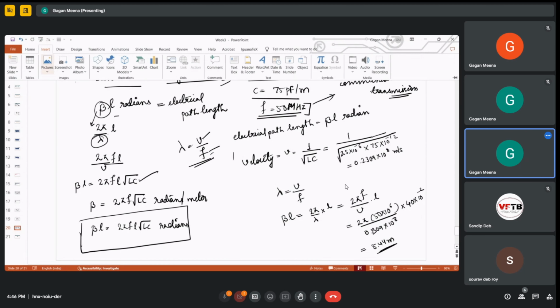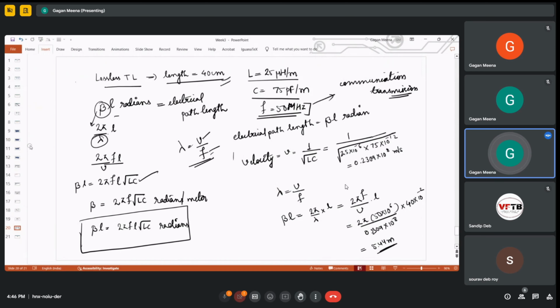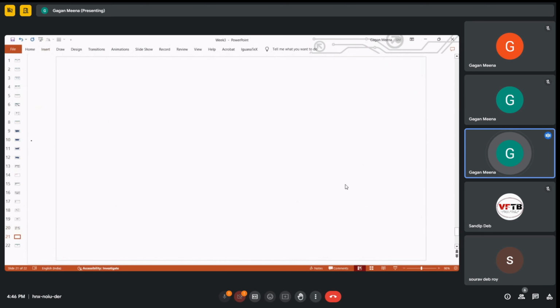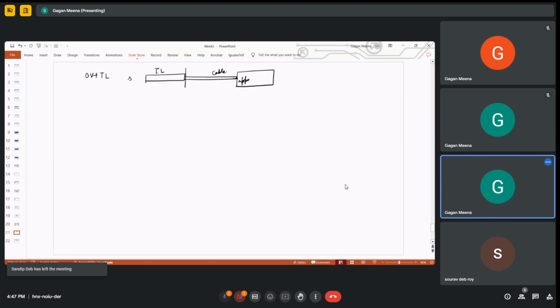Okay, now let me add one more slide. Yes. So we'll see one more question. The next question is, there is one overhead transmission line. It is connected to a terminal apparatus through a length of single phase cable. So when we have a transmission line junction, then we have a cable here, and here is some apparatus.